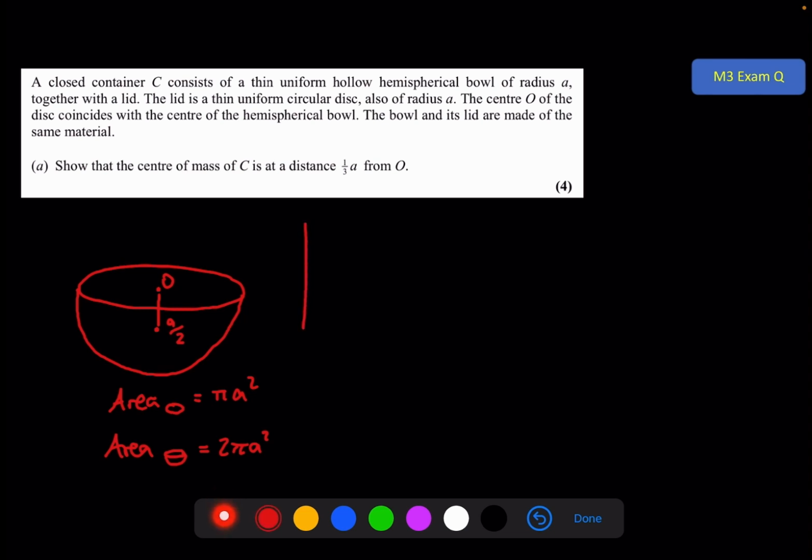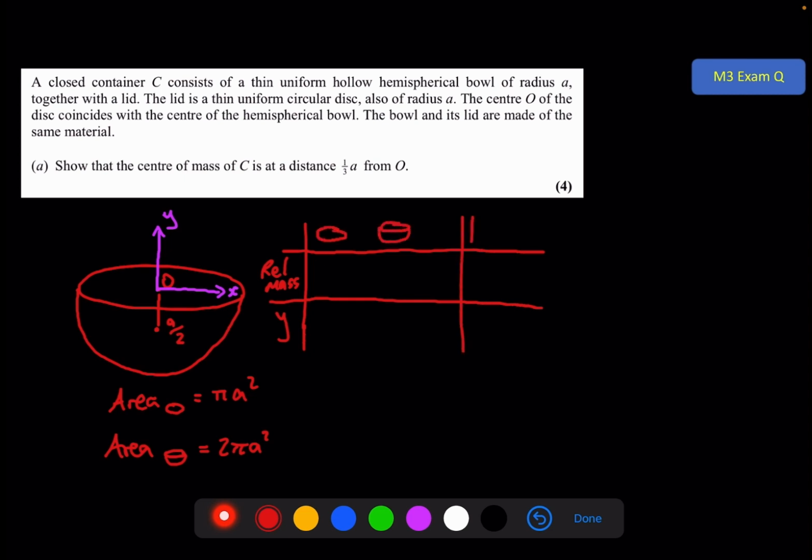And now I use my table, as usual, to find the coordinates. Before I do that, let me put the axes on here to make it clear that I'm going to choose O as my origin, which means the center of mass here is minus a over 2, and I will expect my final answer from this to be minus a over 3, which I'll have to convert into a positive distance. So we've got the relative mass here, and we're looking at the y coordinate, because by symmetry we know the x coordinate is going to be 0. Got the disk, the hemisphere, and then, although I can't really show it very easily, the full shape here.